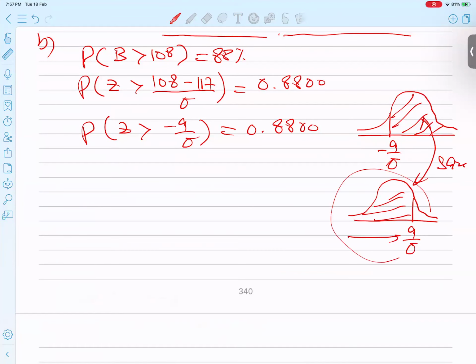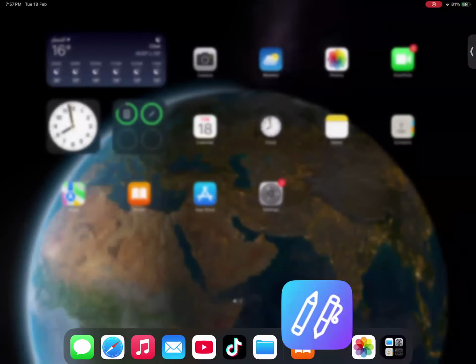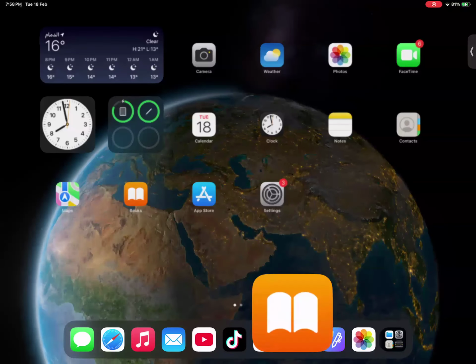And how to read this one, I'm writing here phi of 9 over sigma. But what number is this phi? We don't know. So let's try to find it. The number I'm looking for is 0.88. Okay, so let's try to find it. 0.88.